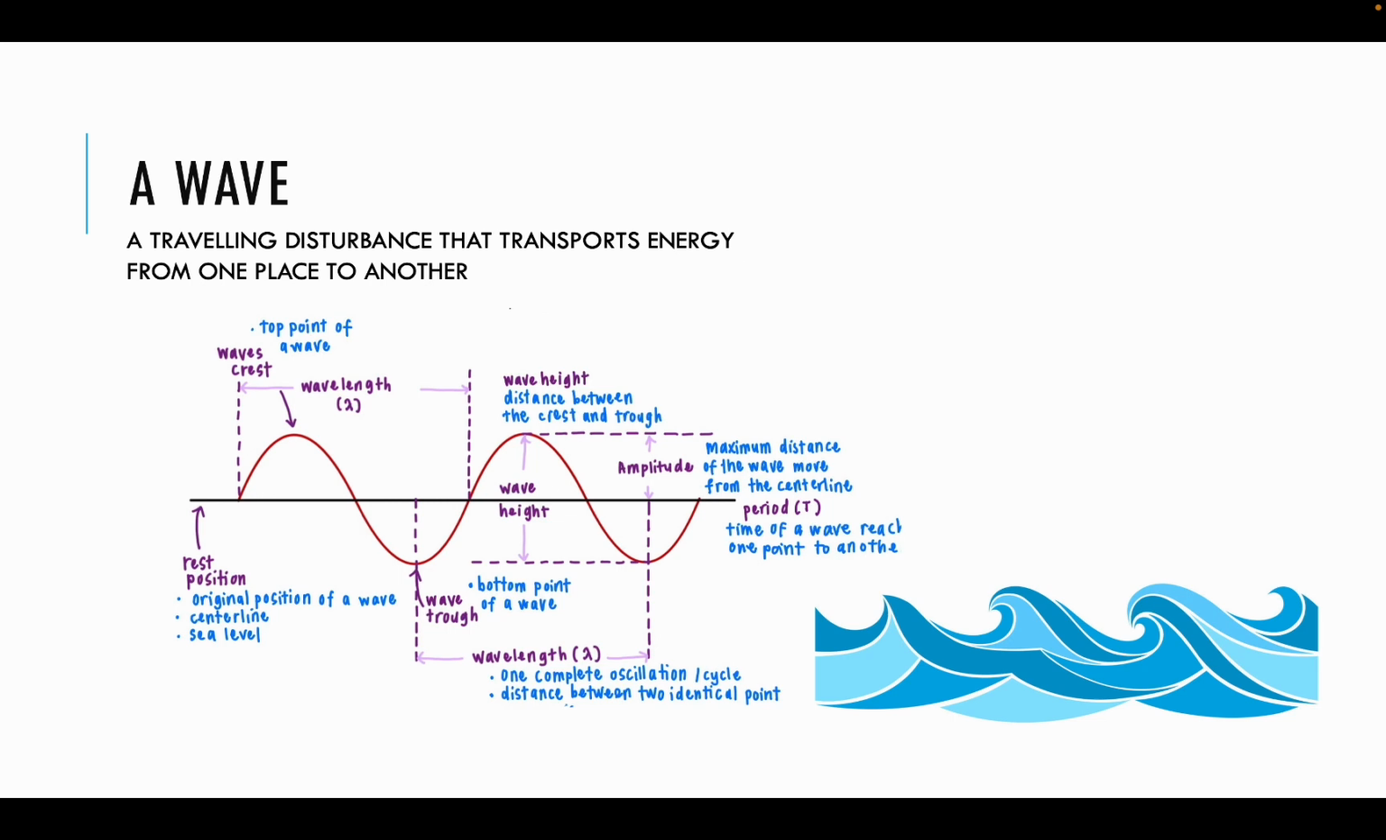Okay, first the black straight line represents the still water level, or commonly known as the rest position. While the movement of a wave here is illustrated by the sinus graph, where the highest point a wave can reach is known as the wave crest, while the lowest point it reaches is known as the wave trough. A complete oscillation of a wave is known as wavelength, while the distance between wave crest and wave trough is known as wave height, while half of it is known as amplitude.